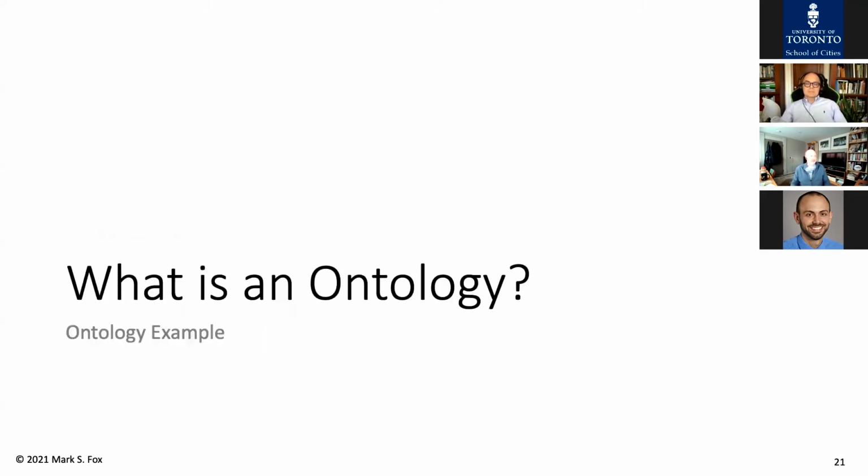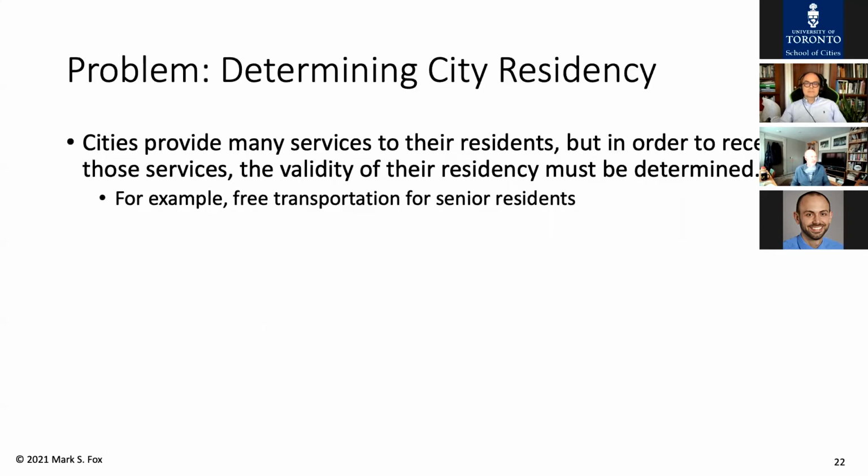So let's get to the next level. The ontology example, where we're looking at the definition of classes and properties using logic. What I'm going to do is address the problem of determining city residency, because I focus a lot on cities now. One issue that arises is determining whether a particular individual who is in a city is eligible for particular services of the city.